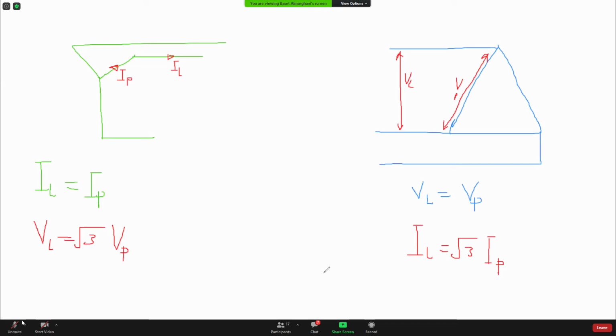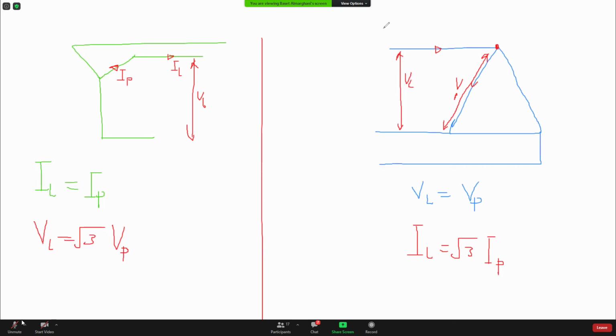So this is basically the relationships and the connections that we want to talk about. And I think it's very clear that in the Y connection, I phase equals I line, and the line voltage is not equal to the phase voltage. Same here, the current here is not going to be the same as the current here because there is an intersection. And when the phase value and the line value are not the same, the line is bigger by square root of 3.